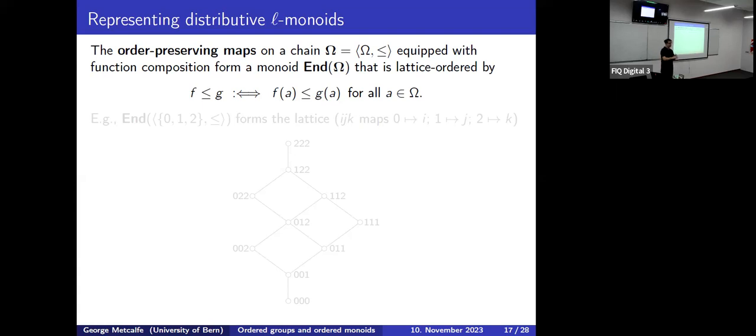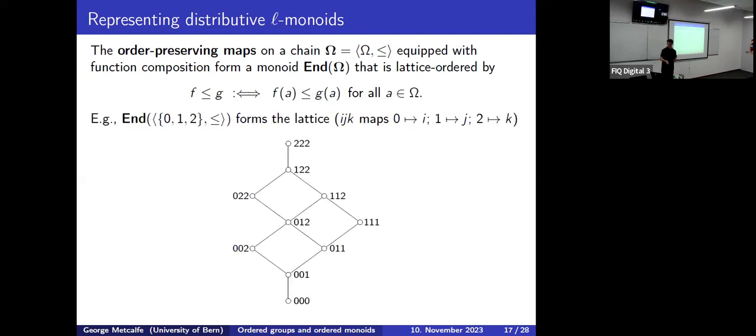Now, in this case, you get more. So there are no non-trivial finite L groups, right? So every interesting L group is infinite. But for distributive L monoids, there are interesting finite ones.